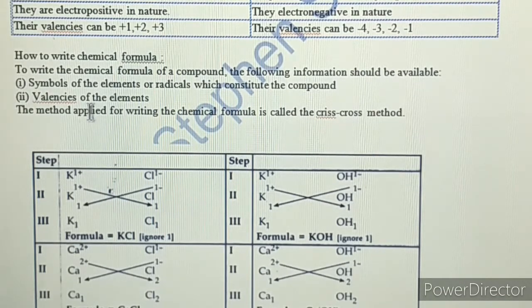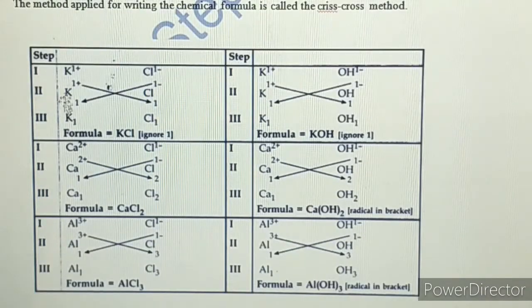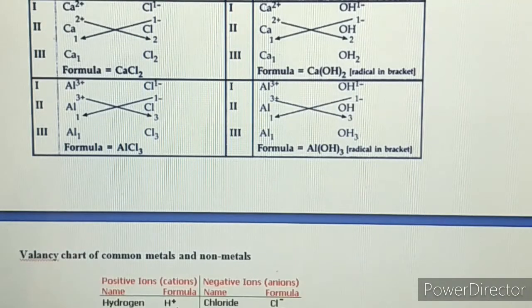Now the method applied for writing the chemical formula is called the crisscross method. Now how to do it? One example that I have taken is K and Cl. K is what, children? Potassium, and Cl is chlorine. Okay, fine. Now the valency of potassium, check it in the lower chart here. The valency of potassium is what, children? +1.